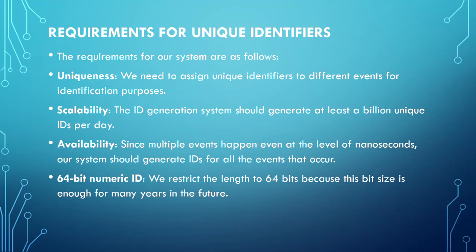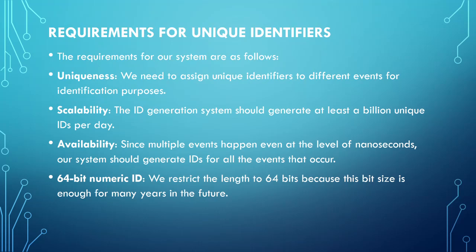The requirements of unique identifiers are, first, uniqueness. Of course, for any unique ID generator, whatever the different events, even though they happen in the same second or nanosecond, or different events happen at the same timestamp, or two or three events are related one after another, we need to maintain uniqueness. Second, scalability: the ID generation should give a unique ID to billions of events in a day. Third, availability: it should be available even for nanoseconds.